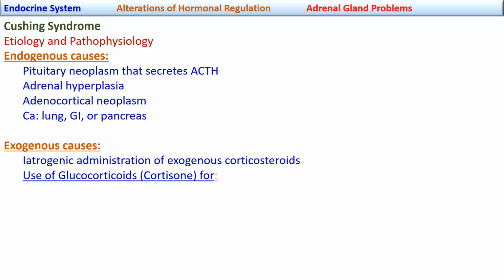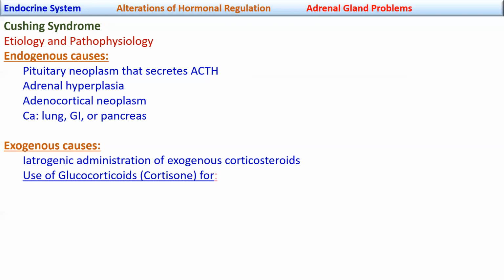The endogenous cause is a pituitary neoplasm, in which there will be an increased secretion of the adrenocorticotropic hormone from the pituitary gland, and that accounts for about 85% of all the cases, which is the most common cause here. Other etiologies include adrenal hyperplasia, adrenocortical neoplasm, or cancer affecting the lungs, GI, or pancreas that then metastasizes to the adrenal gland.